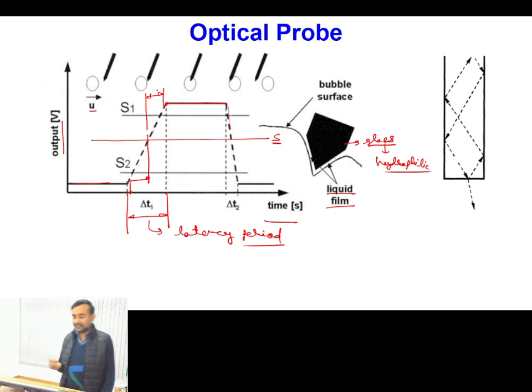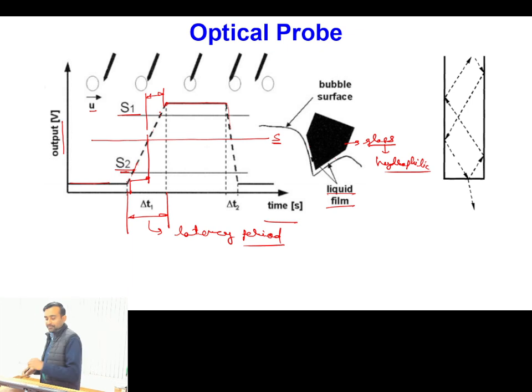To avoid these inaccuracies, we give individual cutoff values for the gas bubble as well as for the liquid. So we have S2 as the cutoff for liquid. If the signal is greater than S2, I will say that liquid contact is no longer there. And if the signal is less than S1, then I will say that gas contact is no longer there. So these individual cutoffs are given to avoid the duration of the latency period.